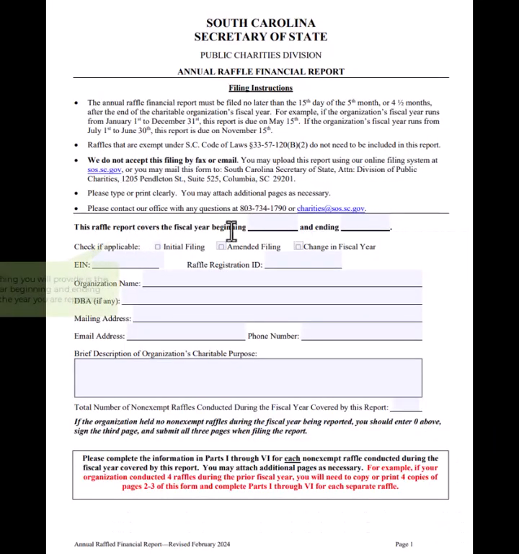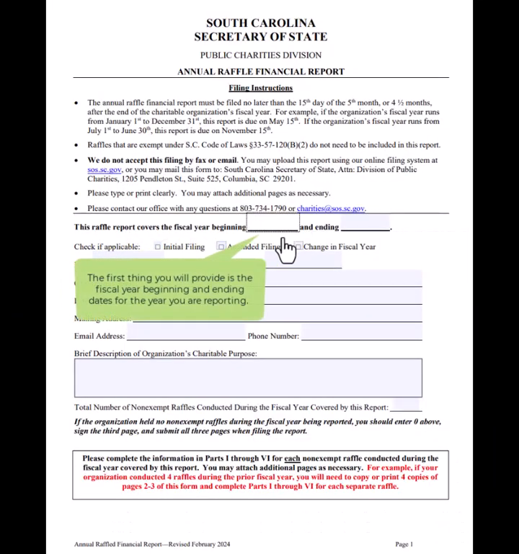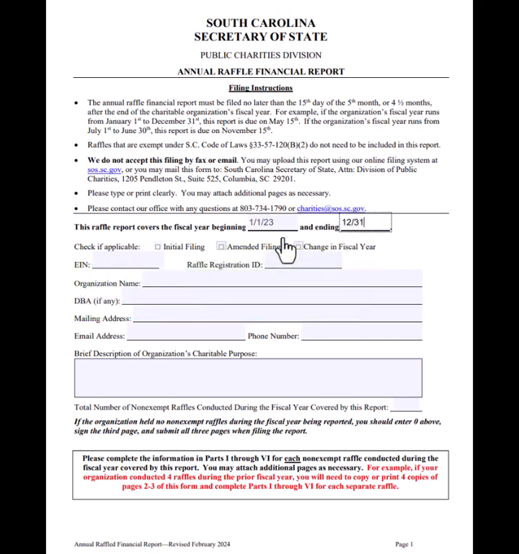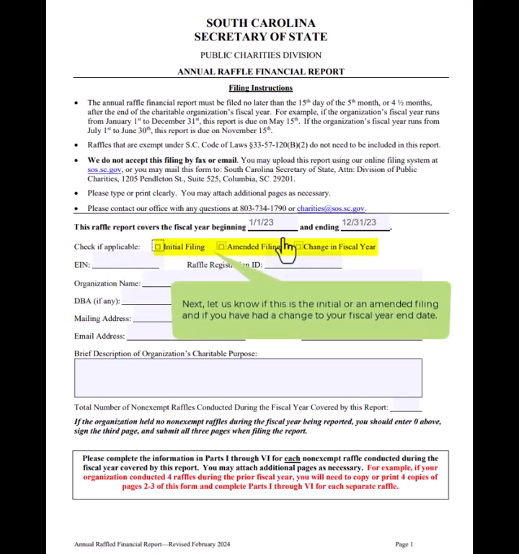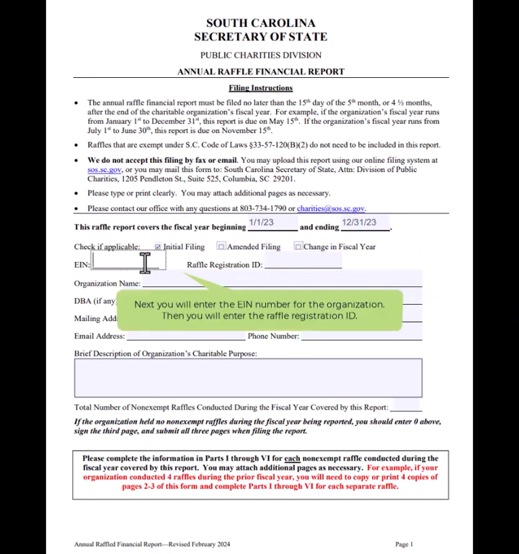The first thing you will provide is the fiscal year beginning and ending dates for the year you are reporting. Next, let us know if this is the initial or an amended filing and if you have had a change to your fiscal year-end date during the year. Next, you will enter the EIN number for the organization. Then you will enter the Raffle registration ID.